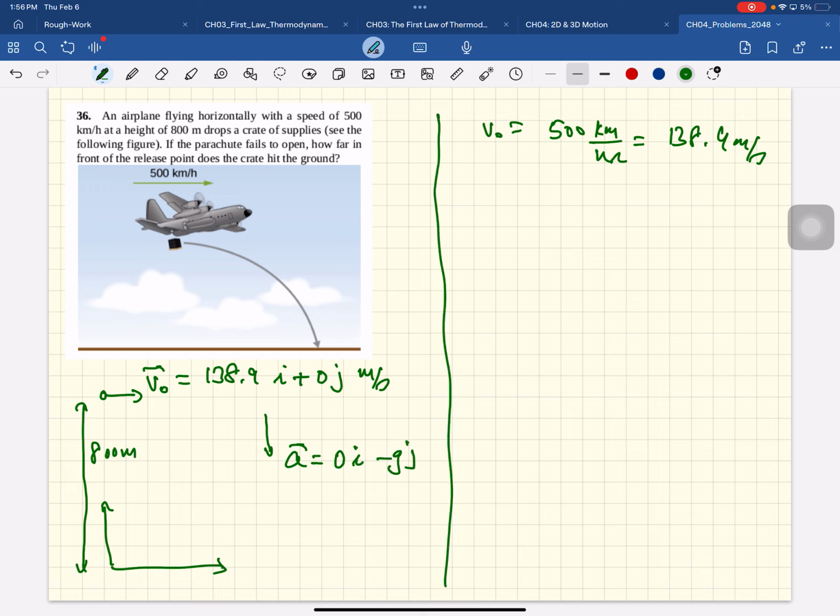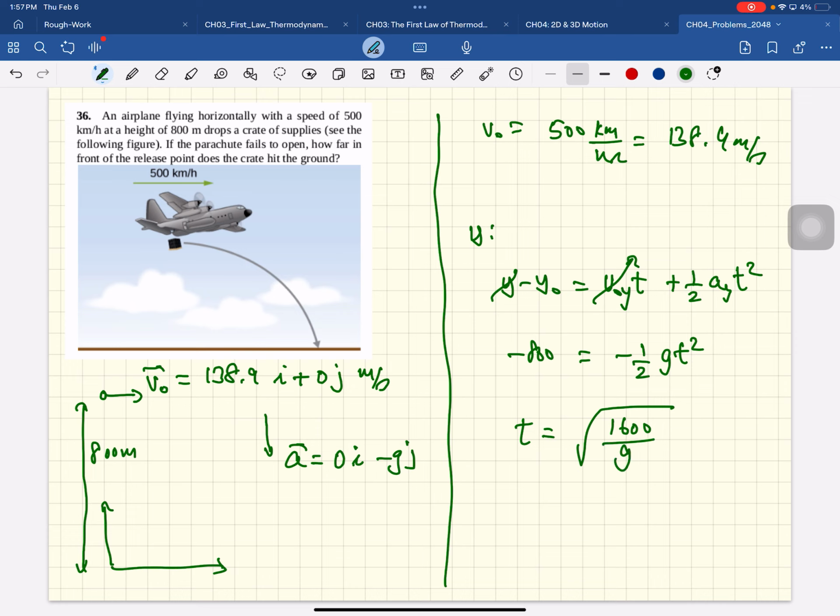t is 1600 divided by g. I don't want to run out of battery in the middle of the problem.